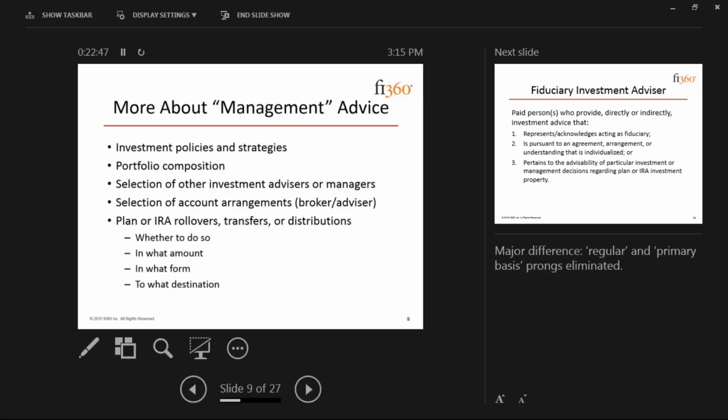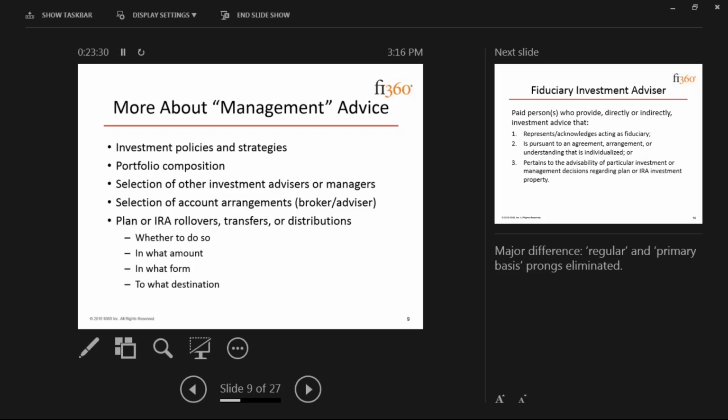Now, with respect to the management advice, as we look at the slide here, these are the things that are going to be considered management advice. Investment policies and strategies, and that's something that's probably going to be done at the firm level. They're making sure that the policies they have in place with respect to investment advice being provided are aligned with the new rule, and strategies as well, from the standpoint of how we're going to approach clients and things that we're going to consider with respect to investments that would be recommended. Both of those rise to the management level, and both of those would be considered providing advice.